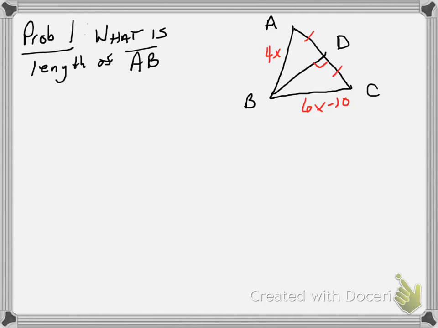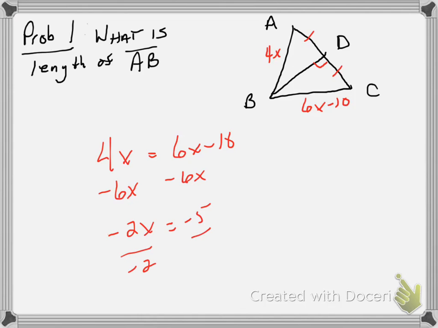Problem 1 asks what is the length of AB. We have AB at 4x. From those previous theorems, since BD is perpendicular to AC and AD is congruent to DC, we can say that AB is congruent to BC. So we can say that 4x equals 6x minus 10. Solve for x, subtract 6x. I get negative 2x equals negative 5.